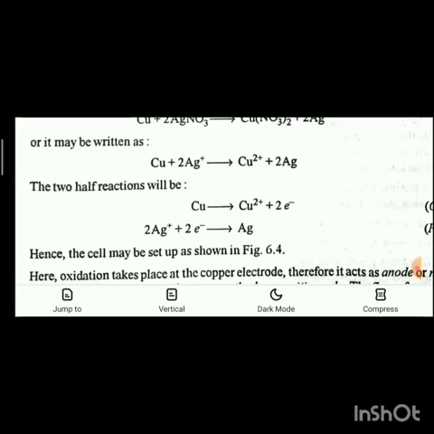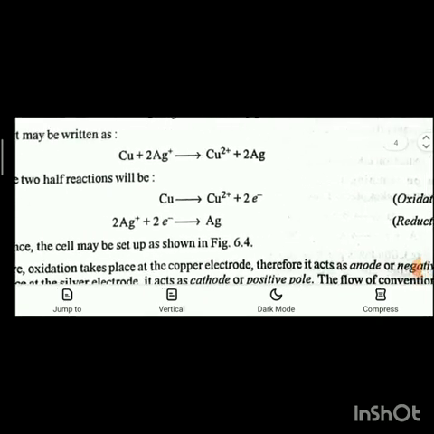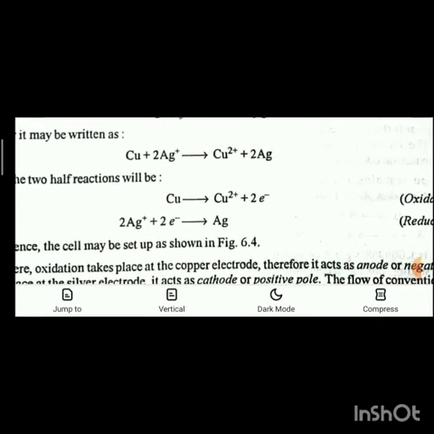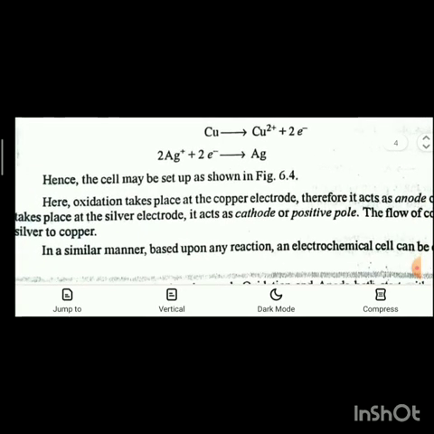The two half reactions will be: copper to form Cu2+ plus 2 electrons, that is the oxidation half reaction, and the reduction half reaction is 2 Ag+ plus 2 electrons to form 2 Ag. Hence the cell may be set up as shown in the figure.